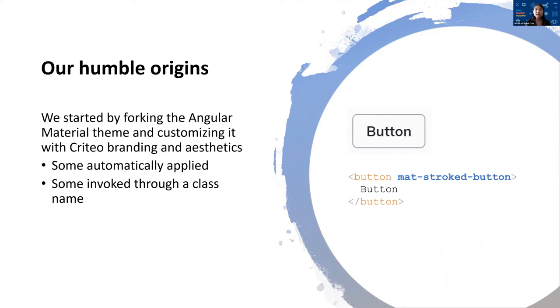Some styles were automatically applied. For example, we defined a border radius on all of our buttons. So when an engineer uses a standard button component, they get that style by default without having to specify anything on their own.